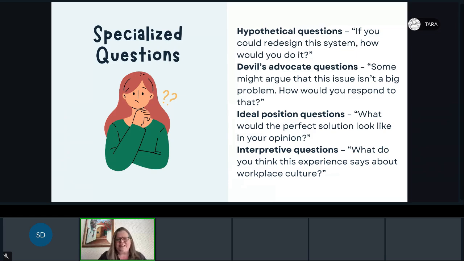Okay. There's also devil's advocate questions. Some might argue that this issue isn't a big problem. How would you respond to that? This prompts participants to defend or reconsider their perspectives. Ideal position questions, similar to the hypothetical. What would a perfect solution look like in your opinion? These reveal aspirations and expectations. And then there's interpretive questions. What do you think this experience says about workplace culture? So these encourage participants to reflect on the meaning of something that's happened.